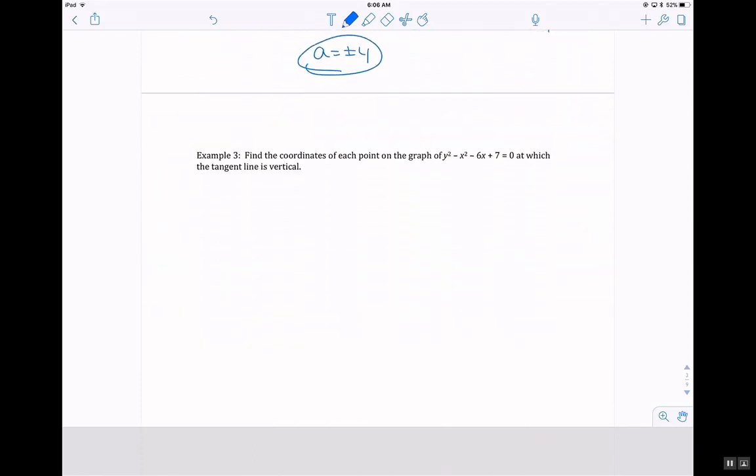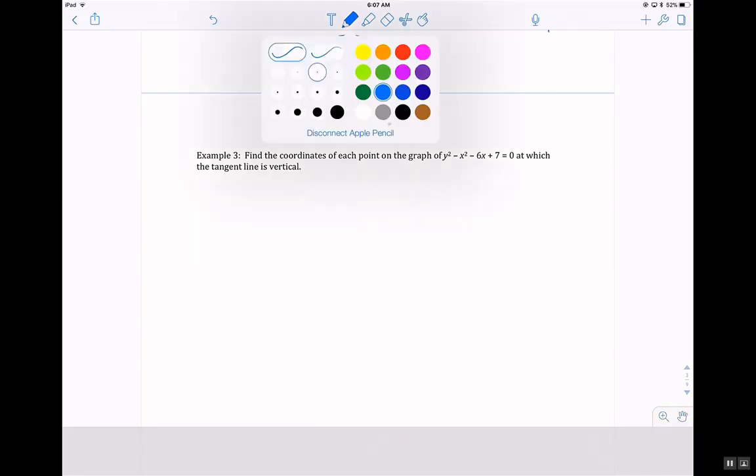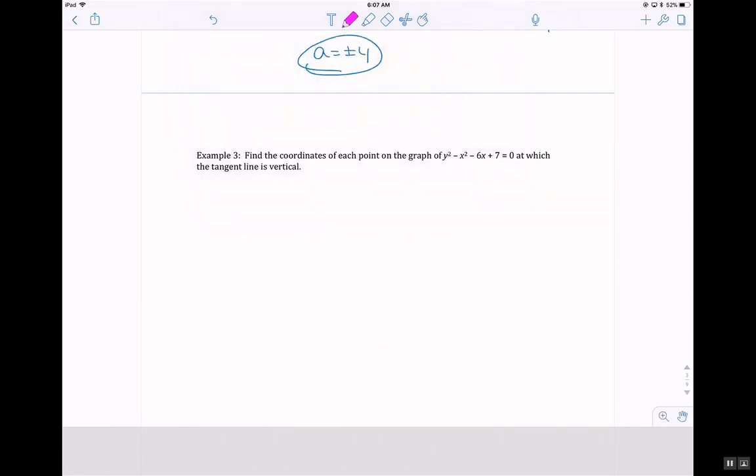Okay. Example 3. Find the coordinates of each point on the graph at which the tangent line is vertical. So the first thing I need to do is take the derivative. Because I have x's and y's on the same side, I'm going to go ahead and use implicit differentiation. So the derivative of y squared is 2y dy/dx, minus 2x minus 6 is equal to 0.